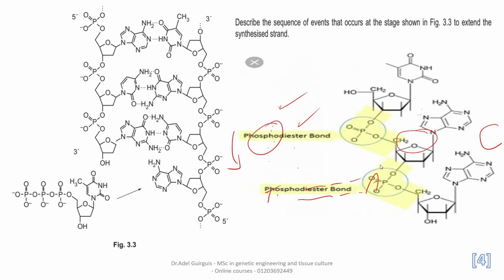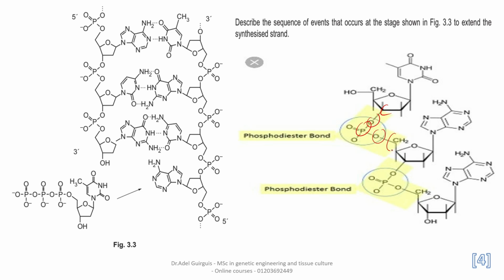Look please, another figure to show the phosphodiester bond. Here, this phosphodiester bond between C, O, P, O, C. This is called a phosphodiester bond. Here also the same, another phosphodiester bond.